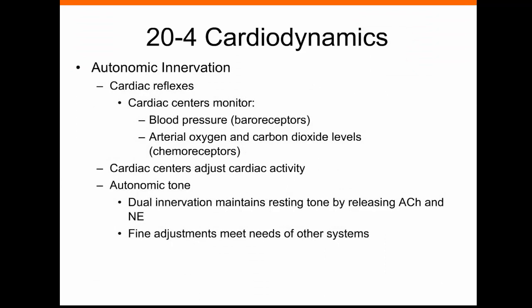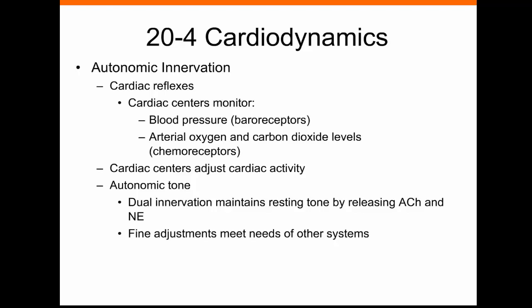So for cardiac reflexes, the cardiac center monitors the blood pressure, with baroreceptors in the blood vessels and in the heart, and arterial oxygen and carbon dioxide levels, with chemoreceptors. The chemoreceptors are very sensitive to changes in carbon dioxide level. And the cardiac centers adjust the cardiac activity based on the blood pressure feedback and also the chemoreceptor feedback. So there's dual innervation, both from the parasympathetic and the sympathetic.